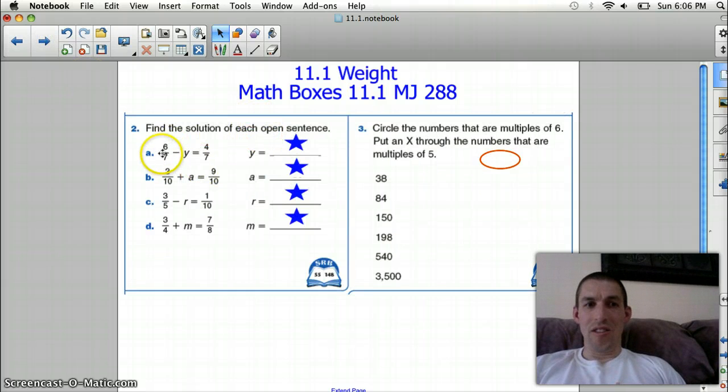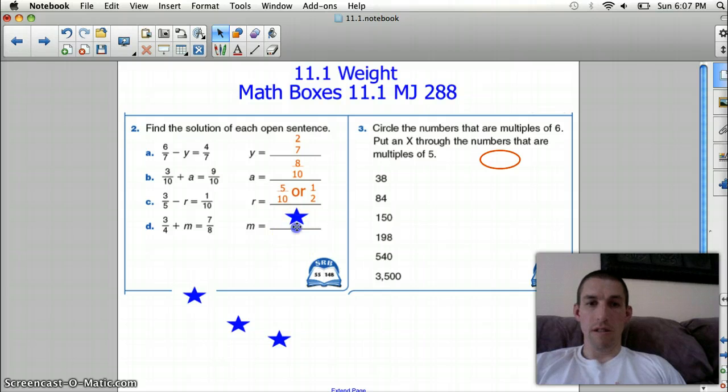These 6 sevenths minus what is 4 sevenths? Well, 7 is going to be 7. 6 minus 2 is 4. So there. Try these for me. Pause it. And if you're listening close, you hear Natalie crying in the background.